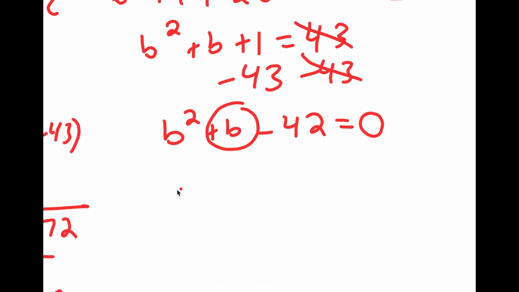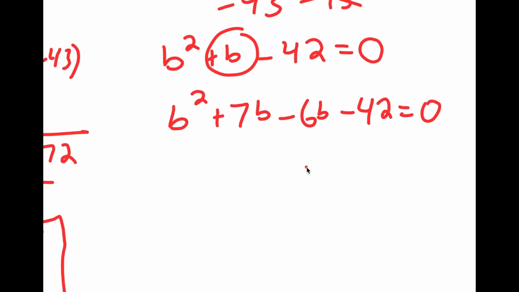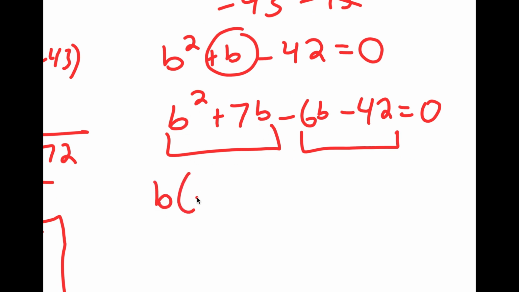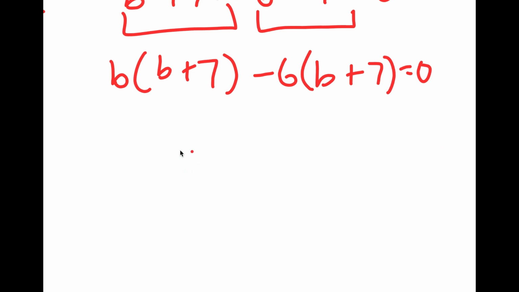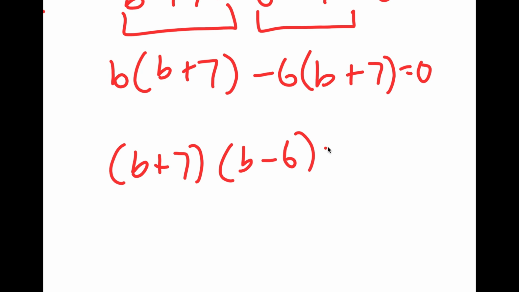Now I'm going to rewrite b as 7b minus 6b. And the reason I did that was because now I can factor by grouping. So from b squared plus 7b, the greatest common factor is b, so I'm going to factor out b, so I get b times b plus 7. And from negative 6b minus 42, the greatest common factor is negative 6, so I get negative 6 times b plus 7. Now from here, I'm going to factor out b plus 7, so I get b plus 7 times b minus 6 is equal to 0.